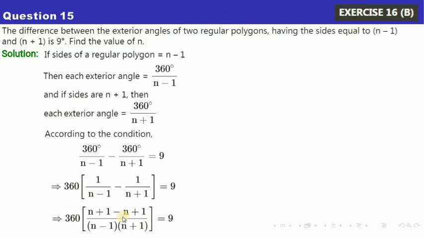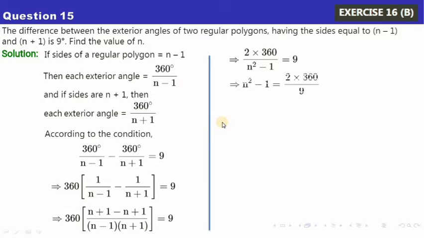Now if you observe here, minus n and plus n get cancelled, isn't it? So how much do you get? In the numerator you have 1 plus 1, which is 2. So 2 into 360 degrees, and in the denominator we have n minus 1 into n plus 1, which is in the formula a square minus b square, and this will become n square minus 1.